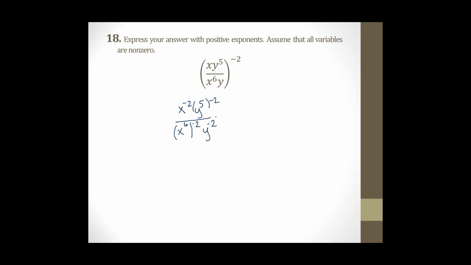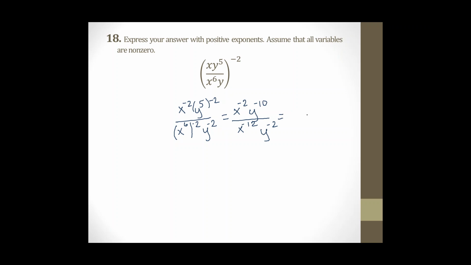What I just noticed in working this out, and probably this would have been the easier thing to do, would be to simplify in here and then raise to the negative 2nd. But either way, we can still get the same answer. So I'm going to have x to the negative 2nd, y to the negative 10th, over x to the negative 12th, and then y to the negative 2nd.